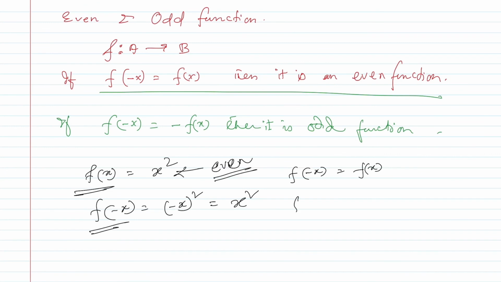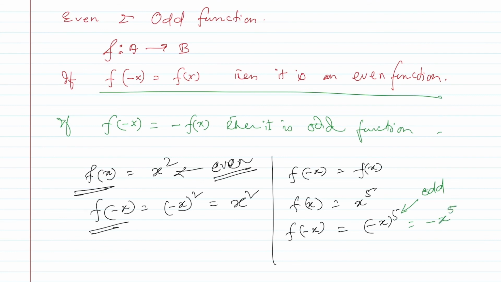Now let me take another function. Suppose f of x is equal to x to the power 5. Then f of minus x will be equal to minus x to the power 5. As you can see, this power is odd, so that's why this is going to be equal to minus x to the power 5, not x to the power 5. So here both are not equal.